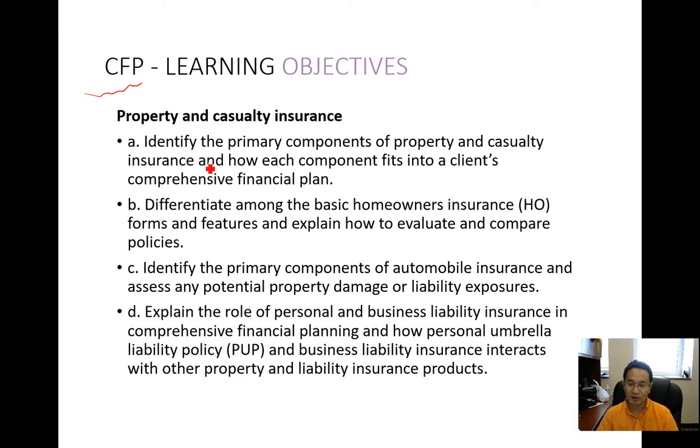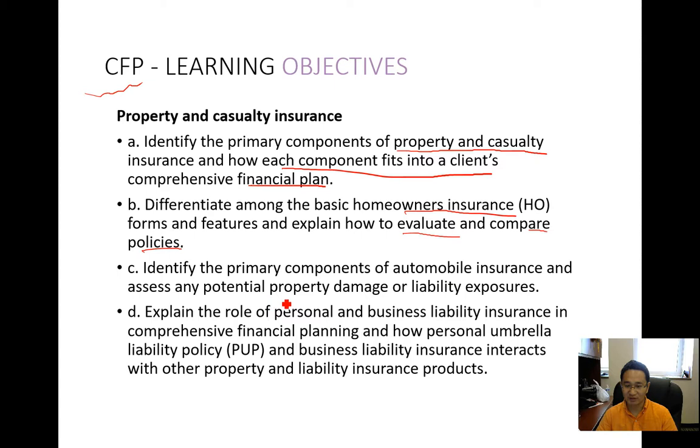So let's just read over it. Identify the primary components of property and casualty insurance and how each component fits into a whole. This is important, okay? You just need to have a larger picture after you finish all the CFP curriculums. Differentiate between the basic homeowner insurance policy and how to evaluate and compare policies. So you will have multiple policies to compare, and then you need to know which policy to use and when.